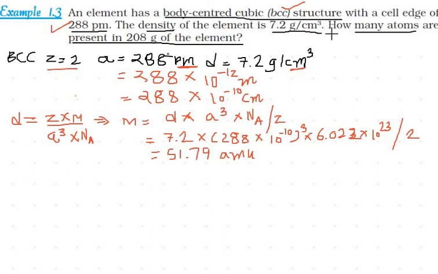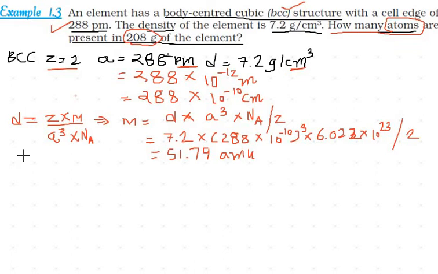Now let us reread the question again. It is written, how many atoms are present in 208 gram of the element? That means if this is the atomic mass, it should have 1 mole. Am I right? So that means what? How do you define 1 mole? 1 mole is defined as the weight taken, which is equivalent to its molecular weight.